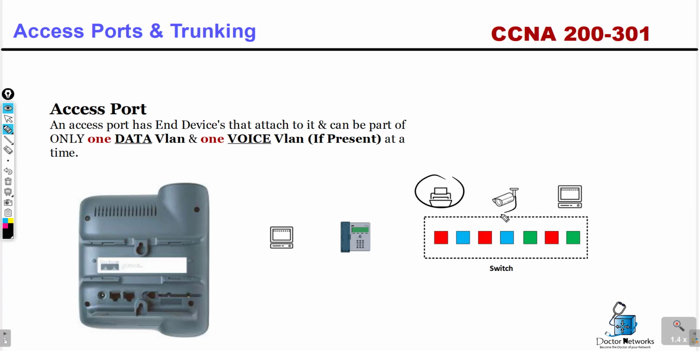Similar will be the case for this guy. This is an IP camera. I've just connected it to VLAN blue, and now it has access to all VLAN blue ports, meaning if it sends a broadcast. This is pretty simple and straightforward, but a little bit of confusion comes up when I have an IP phone between a PC.